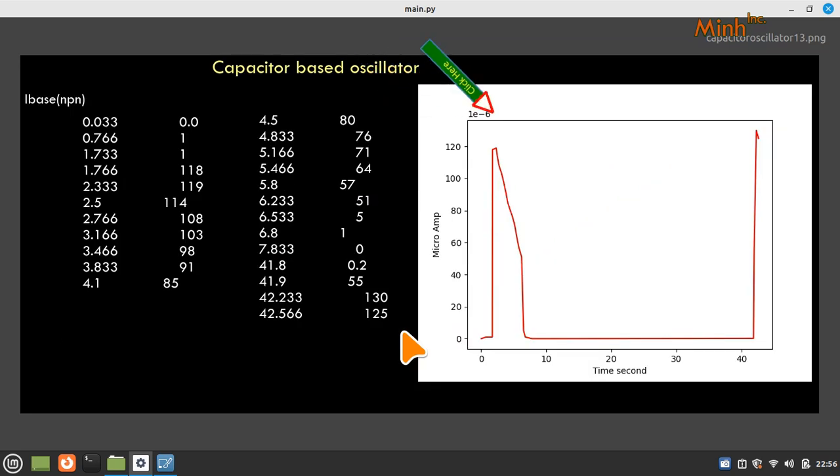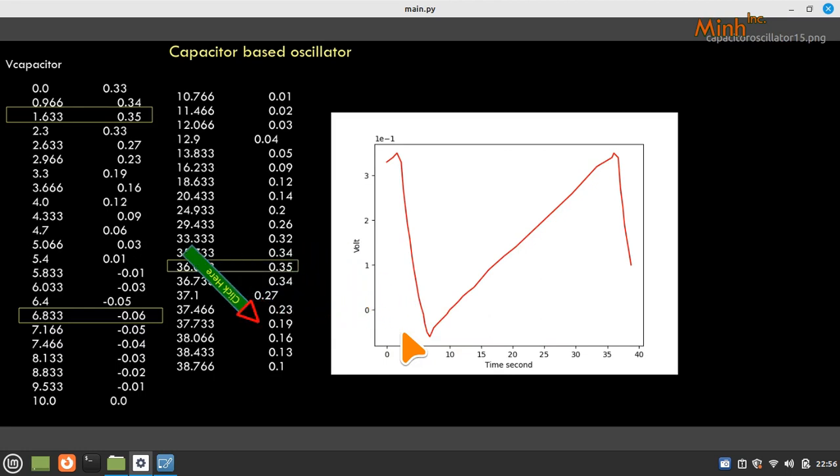So we saw the I base. The transistor becomes active, then the I base starts losing current as the capacitor discharges. Now we will see the most important, the voltage across the capacitor. First we see that it is at a high level, and then the voltage drops where the transistor becomes active. From this region to this region, the transistor is active, and when the transistor is active, the capacitor is discharging.